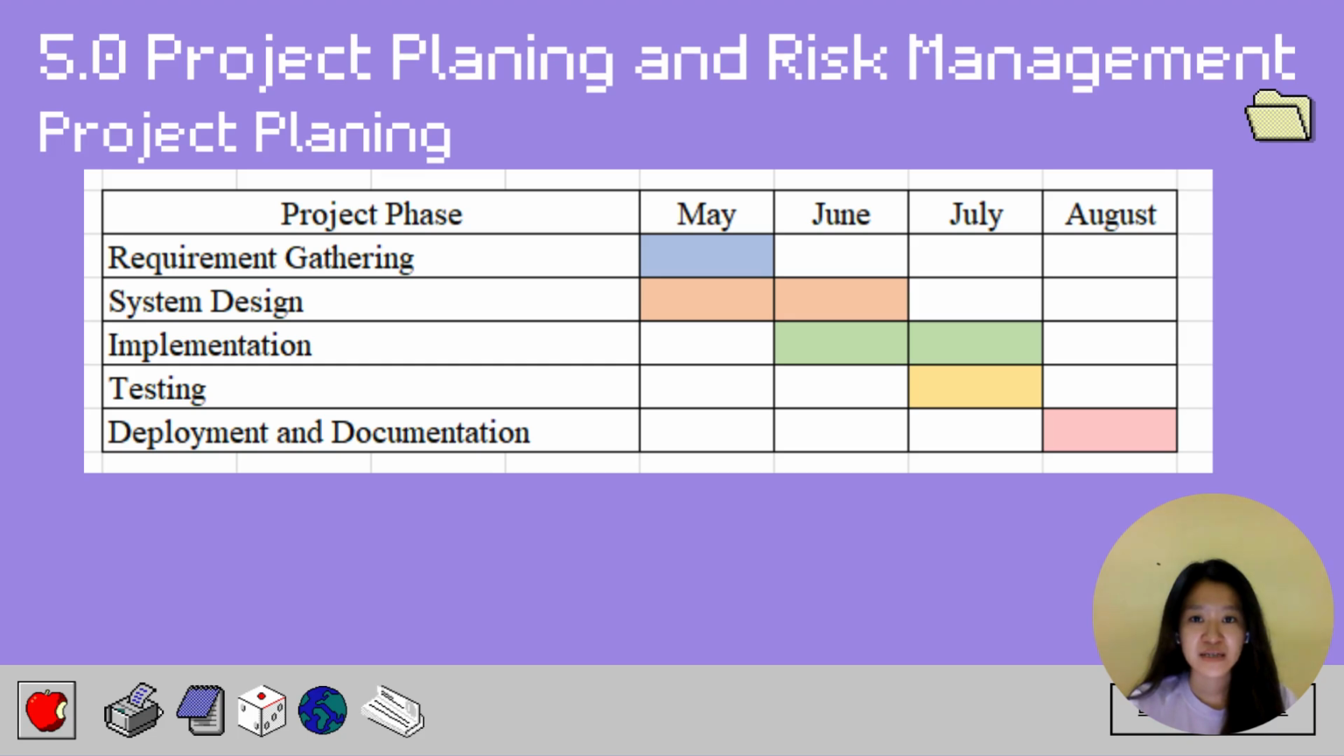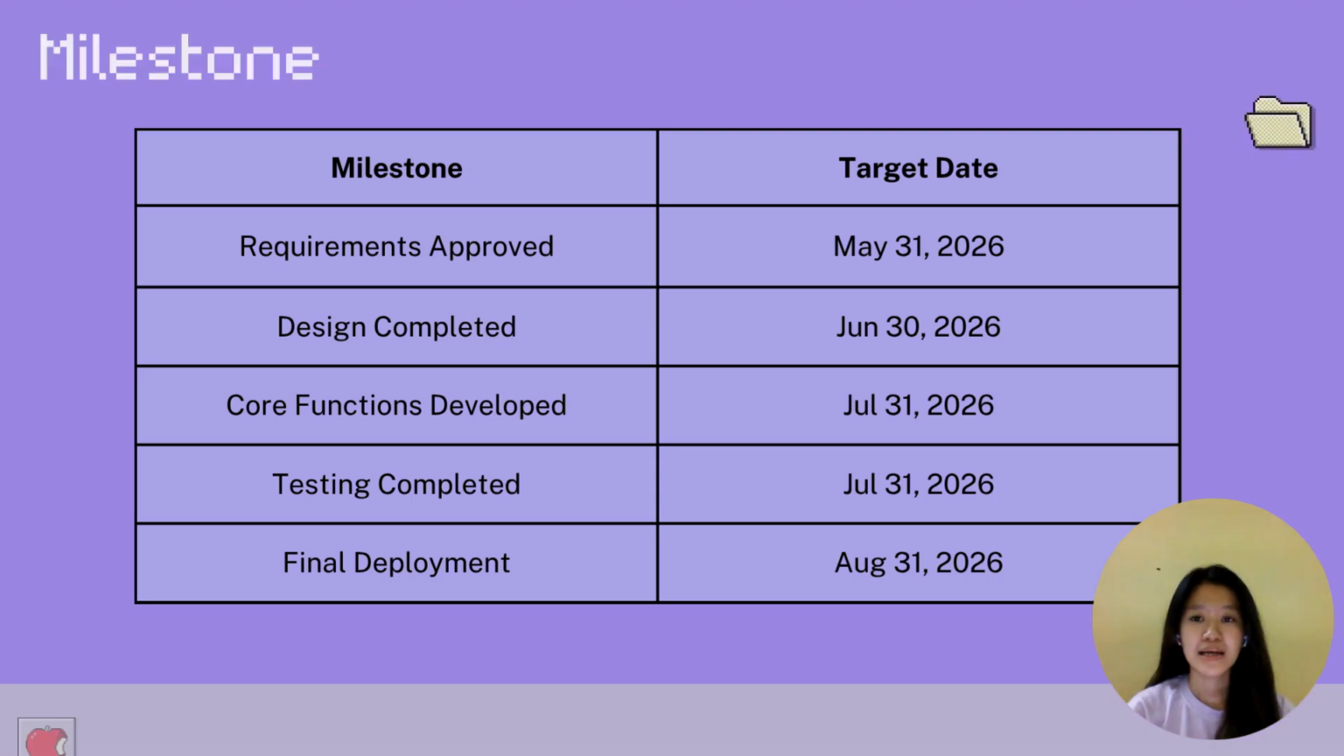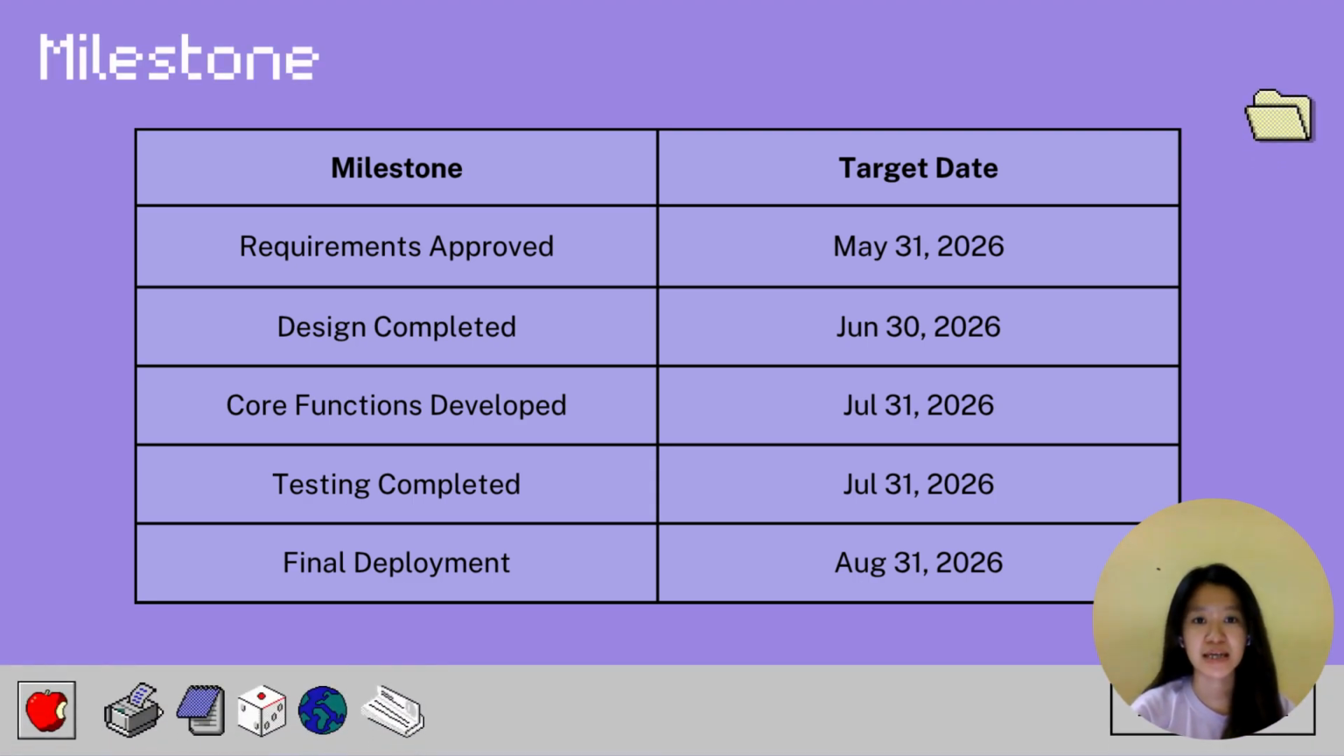The implementation phase takes place from June to July, where the main functionalities such as user registration, QR code payment, money transfer, wallet reload, and transaction history are developed. Testing is conducted in July to verify that all functions operate correctly and meet user requirements. Finally, in August, the system is deployed and product documentation, final report, and presentation materials are completed. This timeline helps ensure that the project progresses systematically and that all development activities are completed within the planned 4-month schedule.